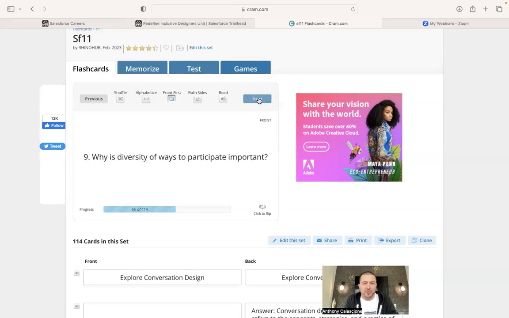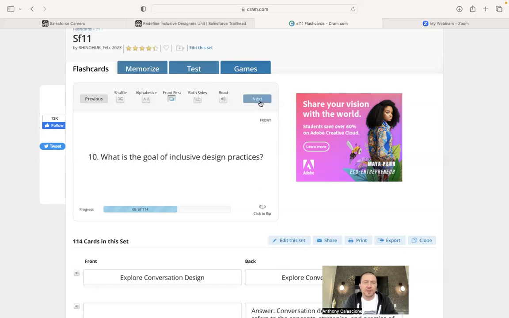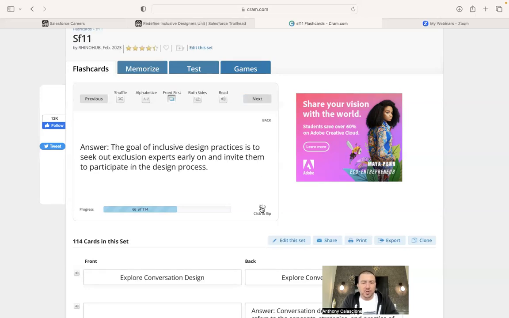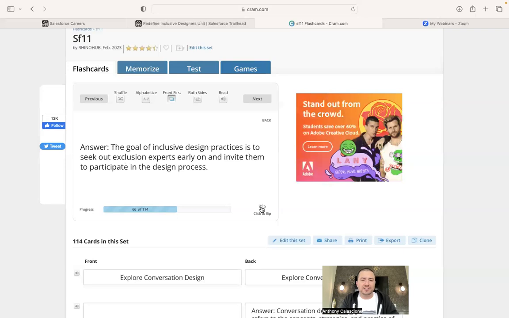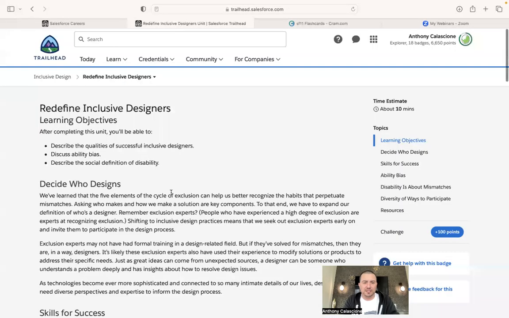Why is diversity of ways to participate important? The diversity of ways to participate is important because it leads to accessibility and means that more people will be able to participate. What is the goal of inclusive design practices? The goal of inclusive design practices is to seek out exclusion experts early on and invite them to participate in the design process. All right, let's take a test.